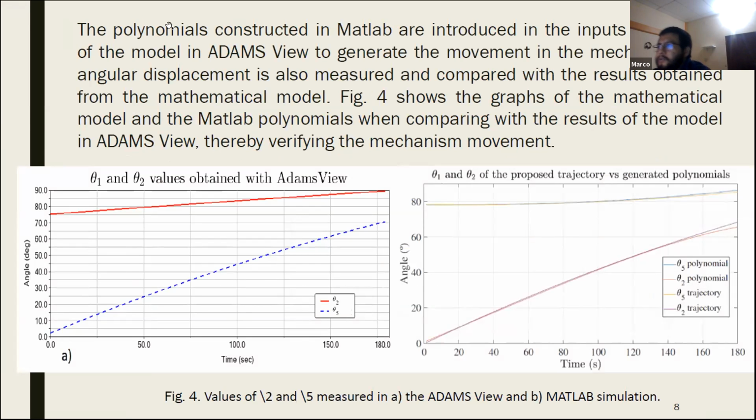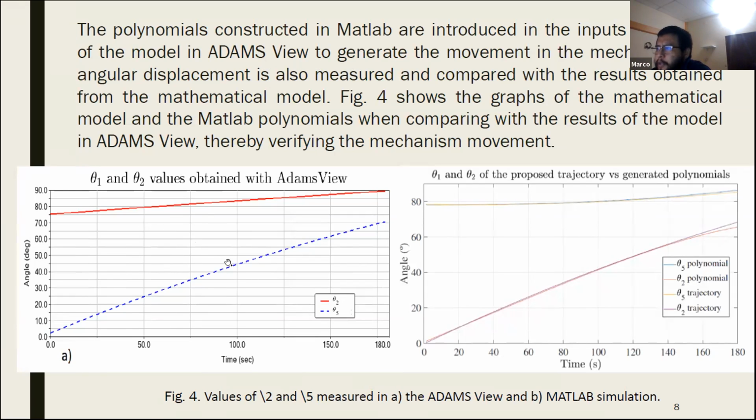The polynomials constructed in MATLAB are introduced as theta 2 and theta 5 in the Adams model to generate movement in the mechanism. The angular displacement is also measured and compared with the result obtained from the mathematical model. Figure 4 shows the graphs of the mathematical model, the MATLAB polynomials, when compared with the results of the model in Adams View.